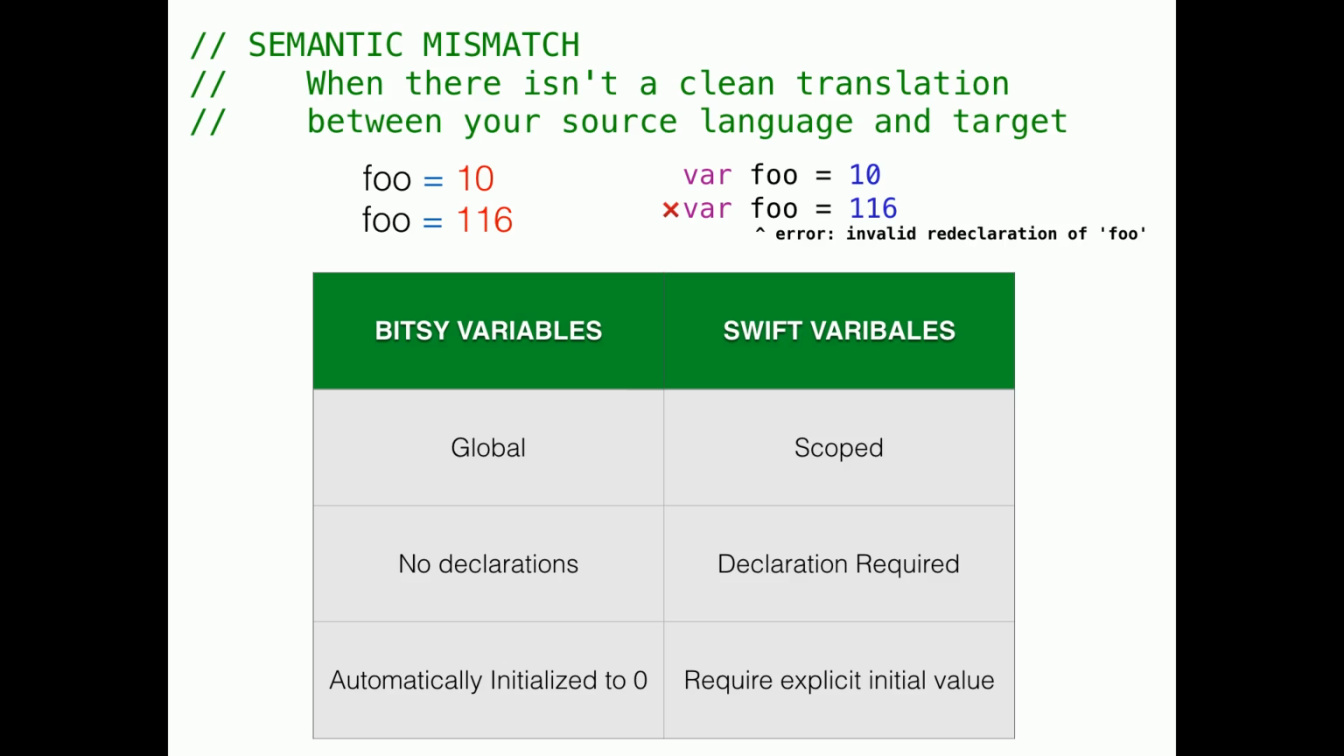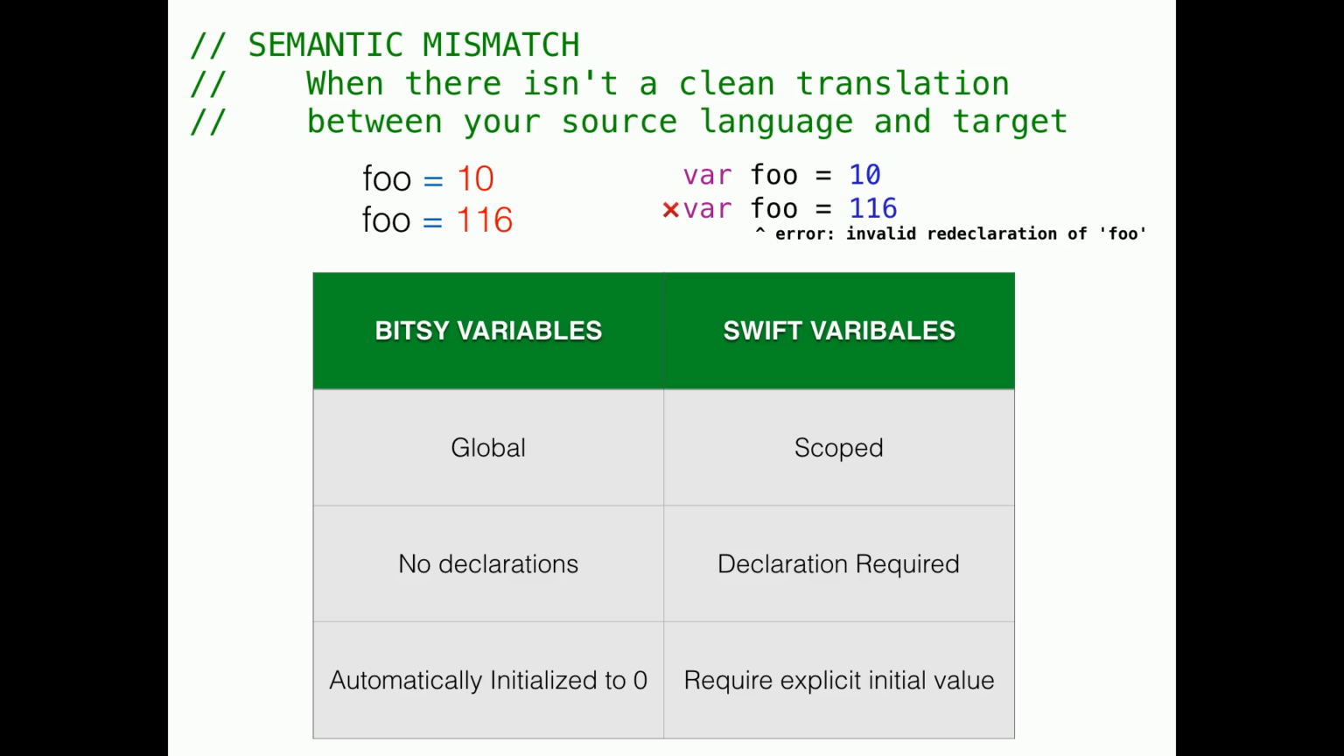So Bitsy variables are global. They're not scoped to the block. They don't require any declarations, and they're initialized automatically to 0. But Swift variables are scoped to the block that they're declared in. That declaration is required, and you have to provide an explicit value for them when you declare them. So how do we handle this?